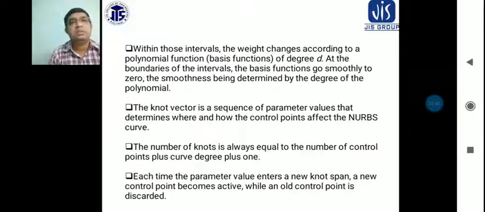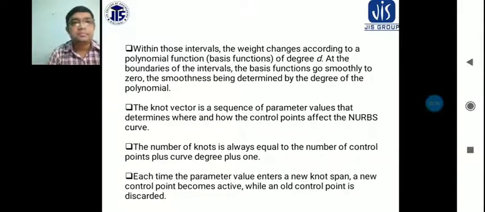Basically, each and every curve will be represented, and different parametric values will be dependent on it. The sequence of these parameter values determines where and how the control points affect the NURBS curves. Each control point affects the curve, and the curve is affected by different control points, and the parametric sequence determines where and how the control points affect the NURBS curve.